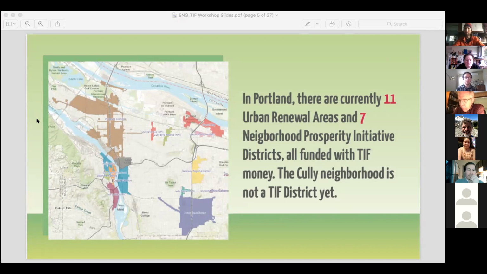But what we are discussing here today is the potential of creating a full-scale, much larger TIF district, larger in terms of geography and in terms of the amount of money that could be generated.